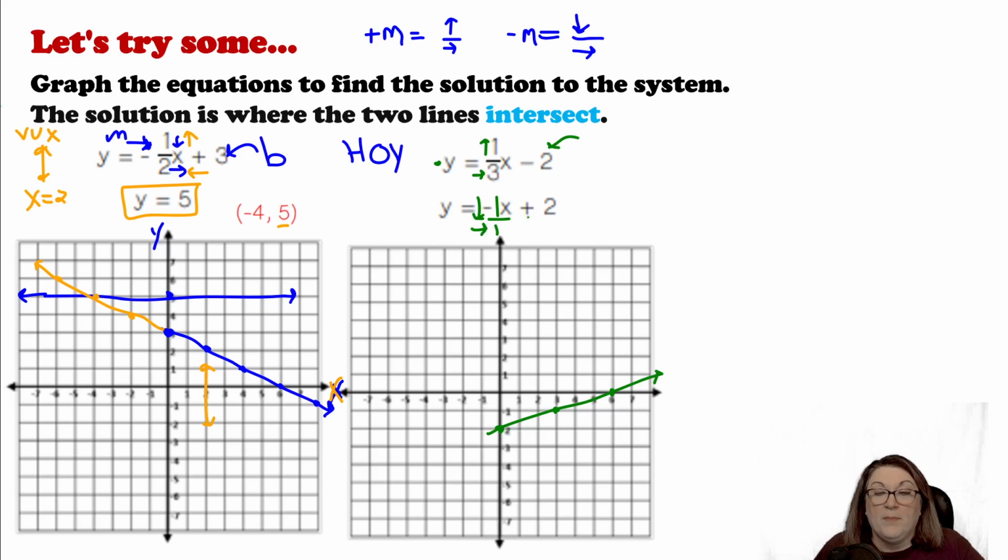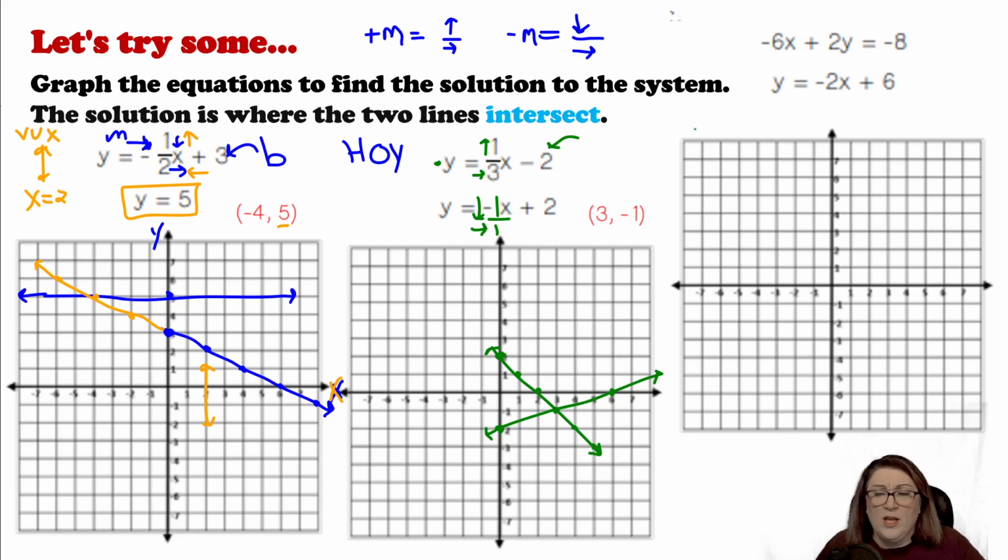So we're going to start this time at the +2 instead of -2. +2 is right here. And we're going to go down 1, right 1, make another point, down 1, right 1, make another point, down 1, right 1, there's the point. And you can keep going as far as you want. I'm just going to stop right here and draw my little line going through there. All right, now I've got a solution, and my solution here is the point (3, -1).